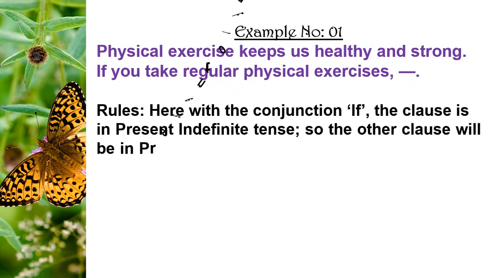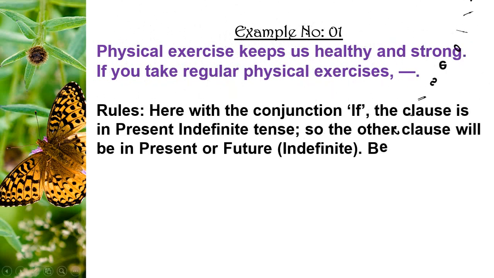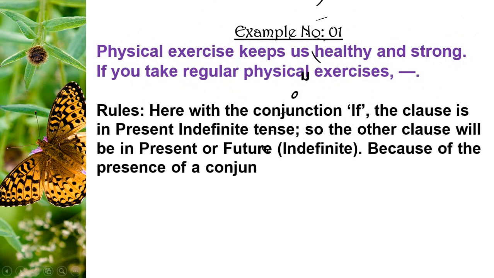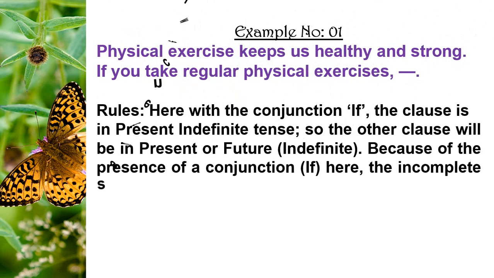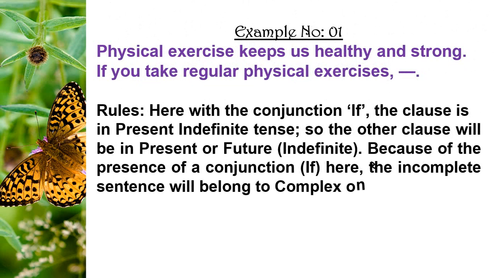Here we have a conjunction, if. It indicates conditionals. According to rules, we have present indefinite tense after if. So the other clause or next clause will be in future or present indefinite, and the sentence will belong to complex sentence because if is a subordinating conjunction.